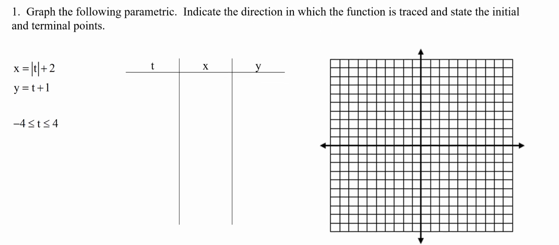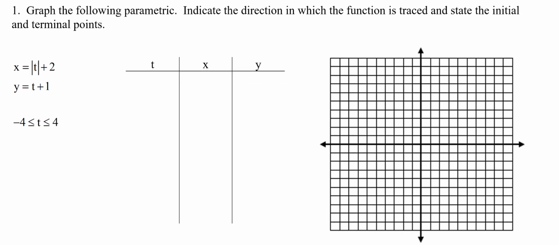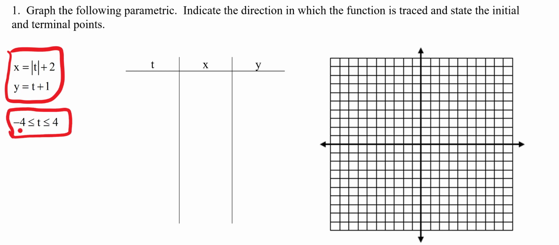I'm going to give you 2 equations, and I'm telling you t is between -4 and 4. So what you're doing is just plugging in the values of t and coming up with an xy coordinate. It's really easy. So let's pick some values. We need quite a few of them: -4, -3, -2, -1, 0, 1, 2, 3, and 4.